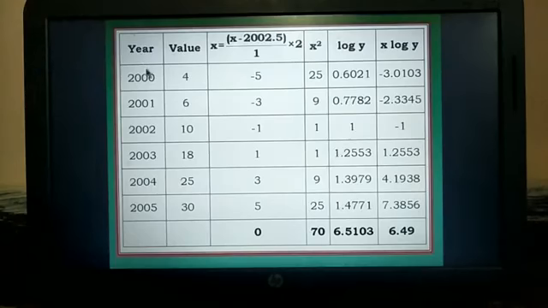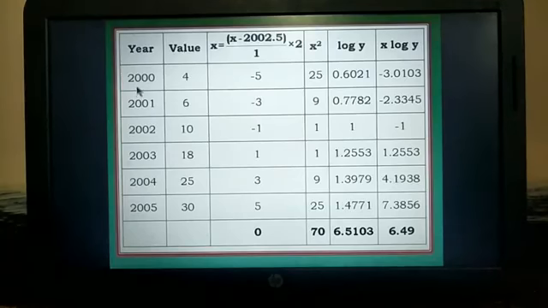Fine. Years are given 2000, 1, 2, 3, 4, 5. Values have been given as 4, 6 till 30. X values have to be calculated. As I already told you, x equals year minus 2000.5 divided by 1, multiplied by 2 has to be performed. When you perform this arithmetic calculation for all these values, what are you going to get? Minus 5, minus 3, minus 1, 1, 3 and 5.